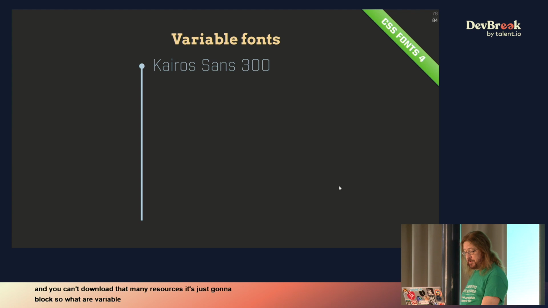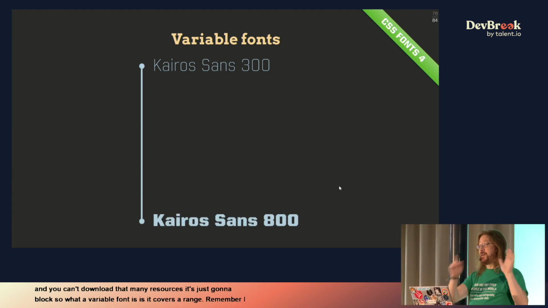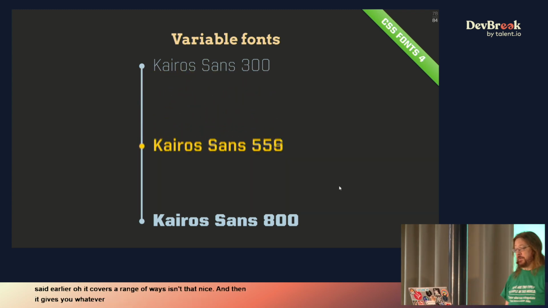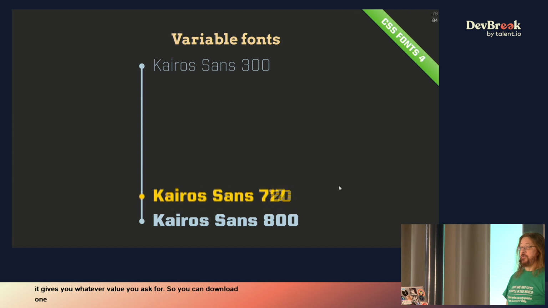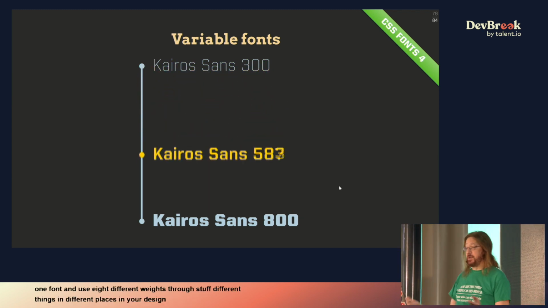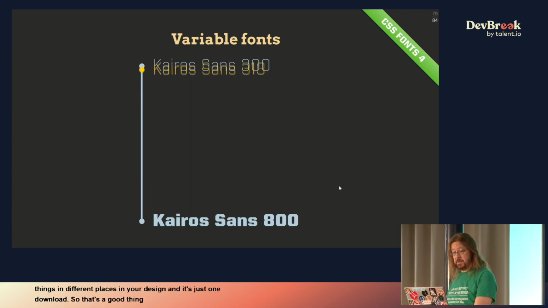So what a variable font is, it covers a range. Remember I said earlier, it covers a range of weights. Isn't that nice? And then it gives you whatever value you ask for. So you can download one font and use 8 different weights of subtly different things in different places in your design, and it's just one download. So that's a good thing.